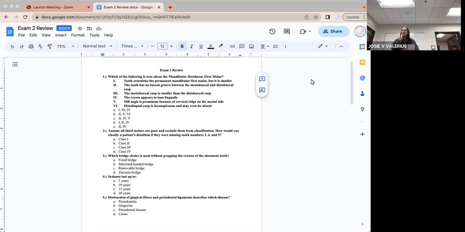2 is on one side, posterior. 3, I like to pretend there's a tooth in between my fingers, on one side. That's 3.